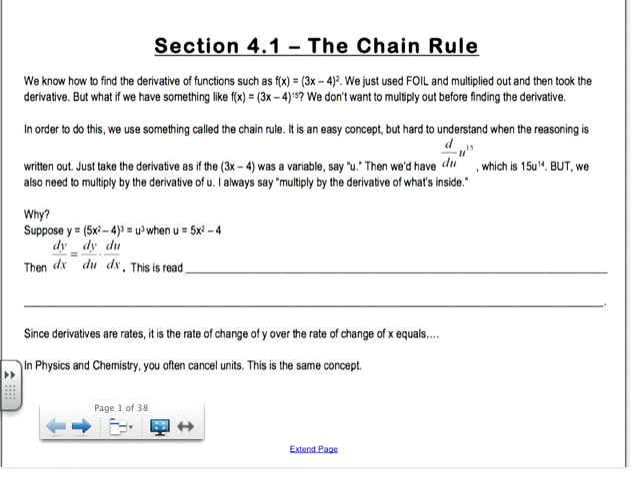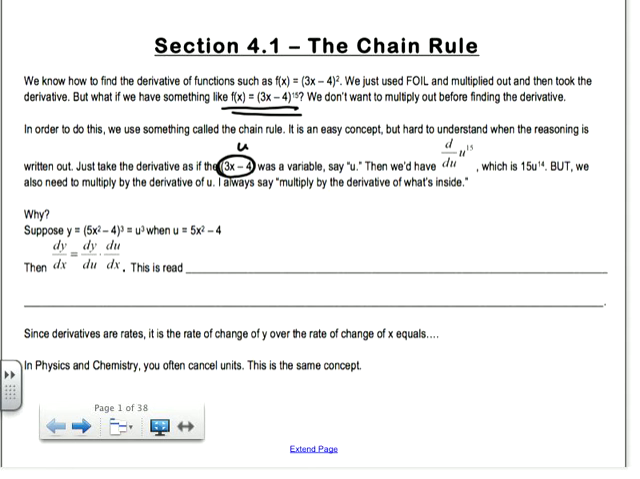So we're just going to treat 3x minus 4 as a new variable, u. So then you'd really be taking the derivative in terms of u to the 15th. Okay, so that's what this is now changed to. That would be really easy. You would just write 15u to the 14th. But you also need to multiply by the derivative of u. I always say multiply by the derivative of what's inside.